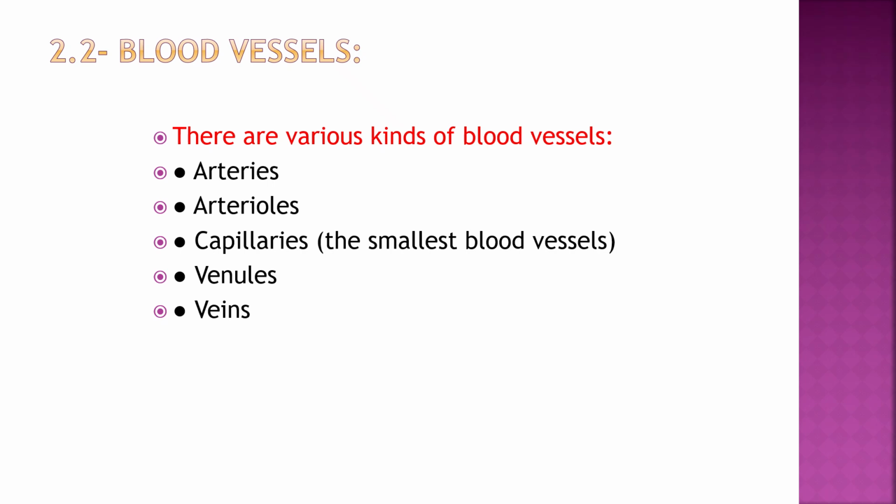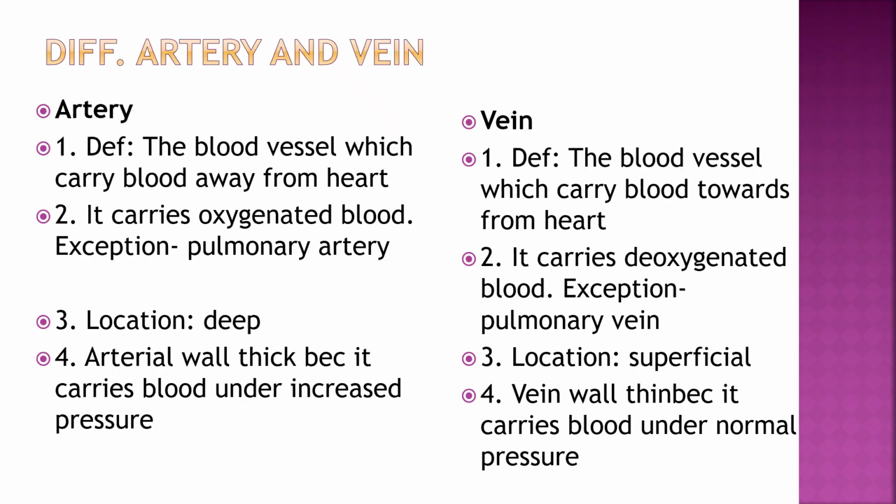So important great vessel is vena cava, which is formed by combination of the superior vena cava and inferior vena cava. Now we will see difference between artery and vein. So artery is the blood vessel which carries blood away from heart. Vein is the blood vessel which carries blood towards the heart. So artery carries oxygenated blood except pulmonary artery. Vein carries deoxygenated blood except pulmonary vein.